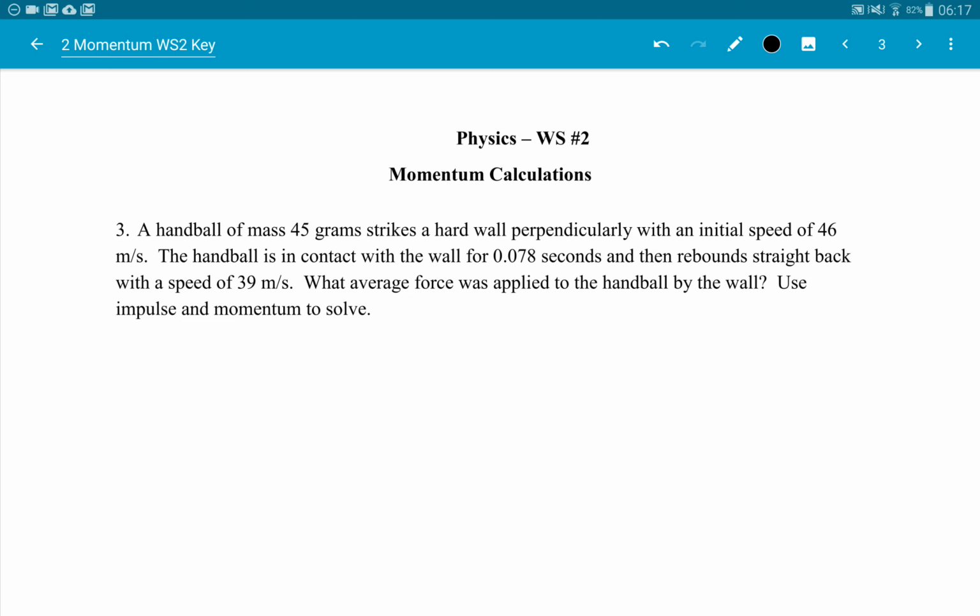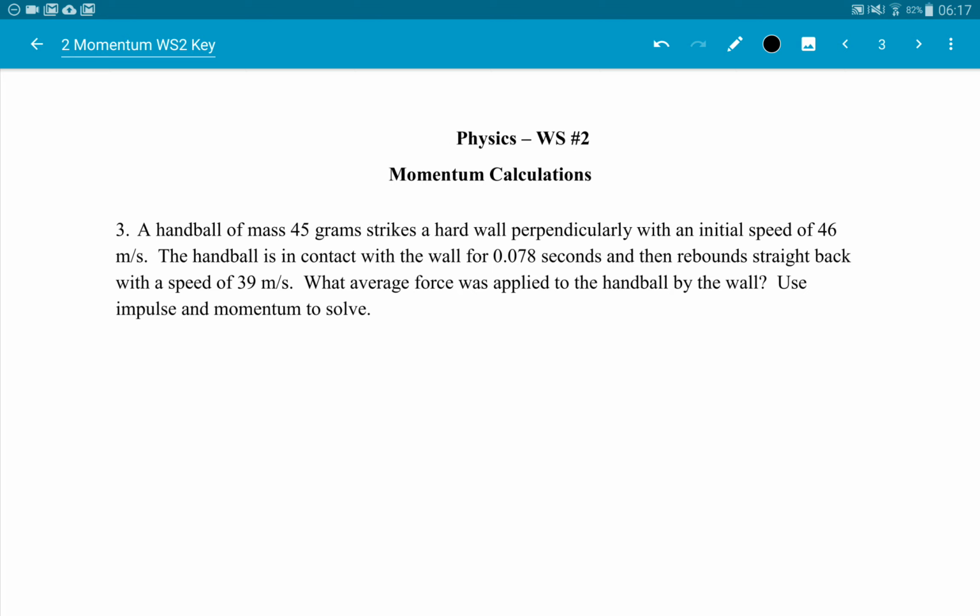A handball of mass 45 grams strikes a hard wall perpendicular with an initial speed of 46 meters per second. The handball is in contact with the wall for 0.078 seconds and then rebounds straight back with a speed of 39 meters per second. What average force was applied to the handball by the wall? And hint, use impulse and momentum to solve.